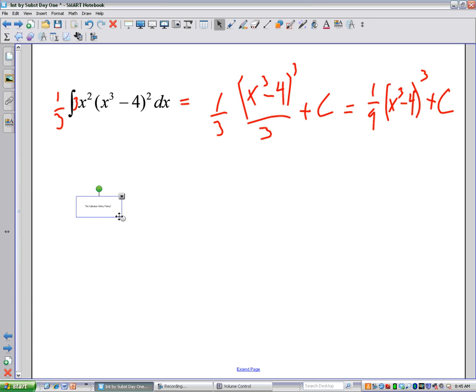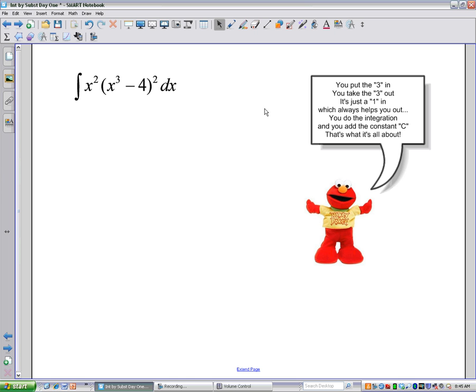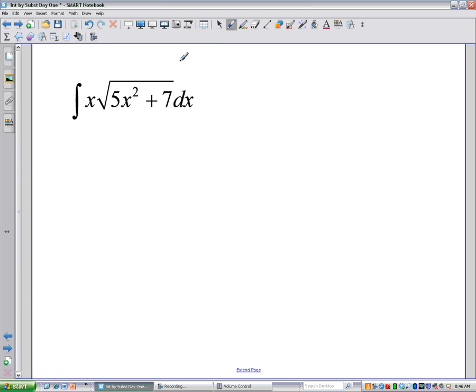Okay? What I call that, because we put something in and we take something out as we move through, we call that the calculus hokey pokey. Okay, put a 3 in, you take a 3 out. Okay, as Elmo would say. So the Elmo calculus, you put 3 in, you take 3 out. It's just a 1 in, which always helps you out. You do the integration, yeah, the constant c, that's what it's all about. Okay, so that's the whole story on that. Put a 3 in, you take a 3 out. Okay, that's just 1. So, calculus hokey pokey. It's a little known calculus trick from throughout the world.